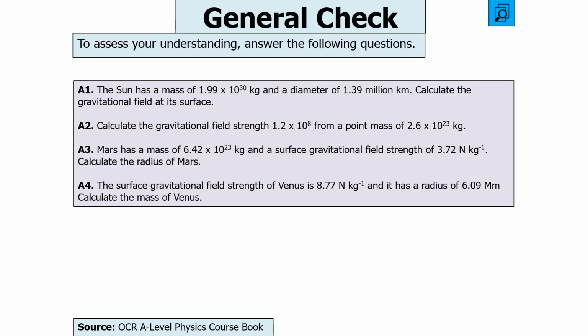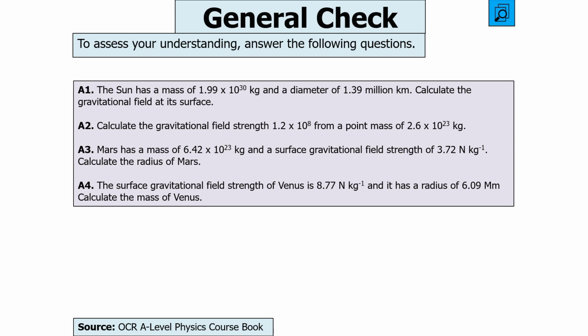The next question says, the Sun has a mass of 1.99 times 10 to the 30 kilograms and a diameter of 1.39 million kilometers. Calculate the gravitational field at its surface. Then calculate the gravitational field strength 1.2 times 10 to the 8 meters from a point mass of 2.6 times 10 to the 23 kilograms.